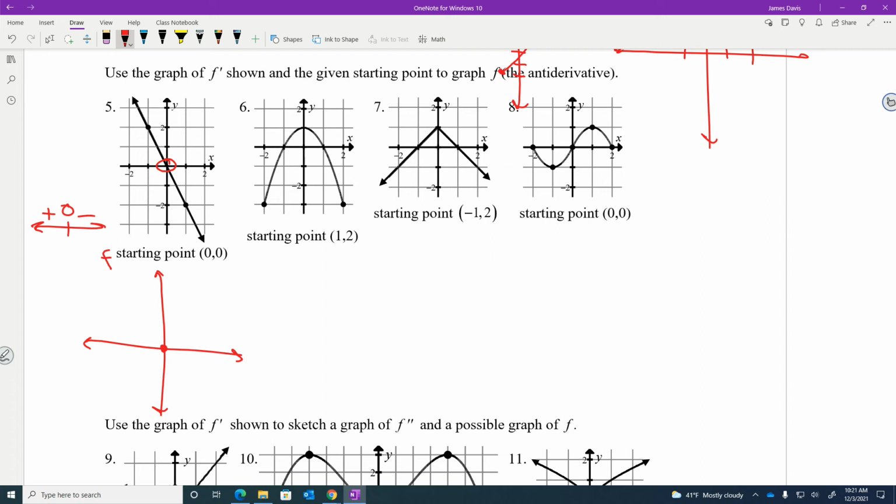And so it's basically increasing to decreasing. And this has to be a max right there, right? Increasing, decreasing. So that's our one starting point. So it would just be somewhere like that.